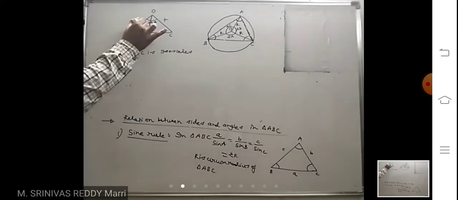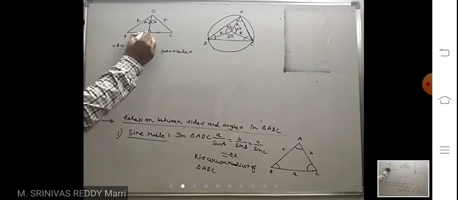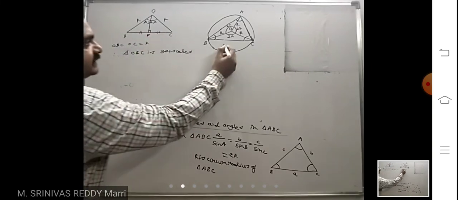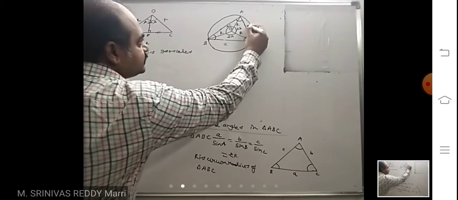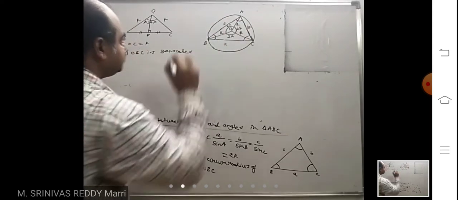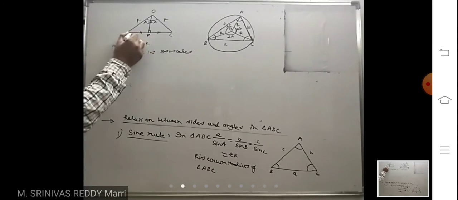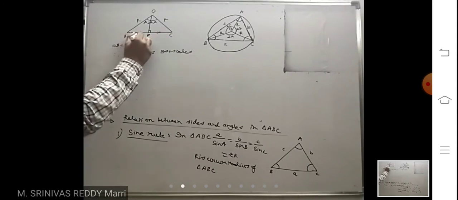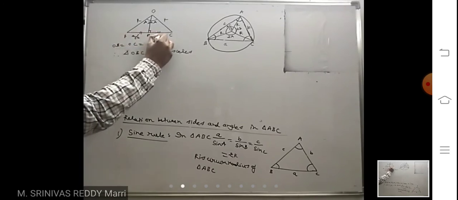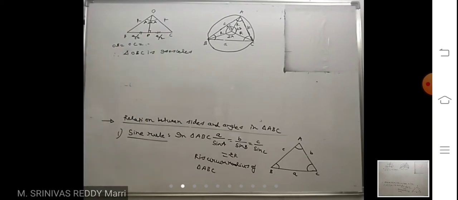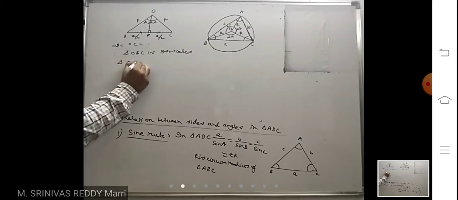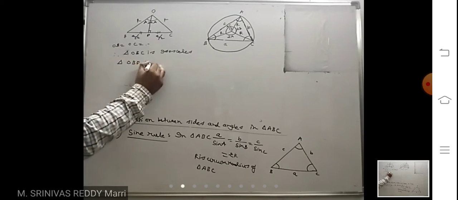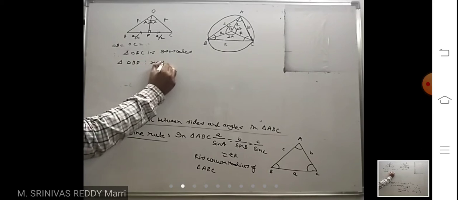So this angle is A, this angle is A. Now BC length is what? This is a, this is b length, this is c. Now look at, D is the midpoint. If this complete length is a, then this will be a by 2, half of a. Now look at triangle OBD. Take triangle OBD. This is a right angle triangle.